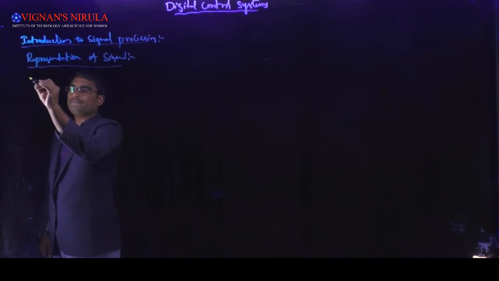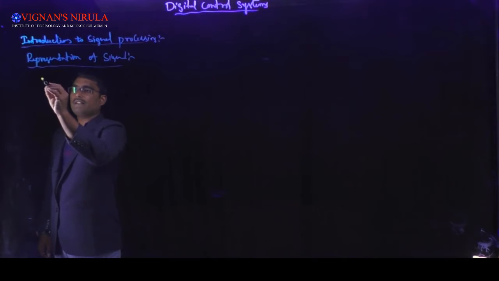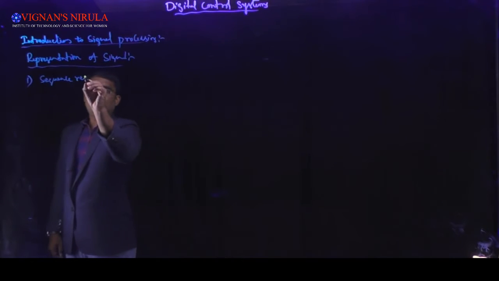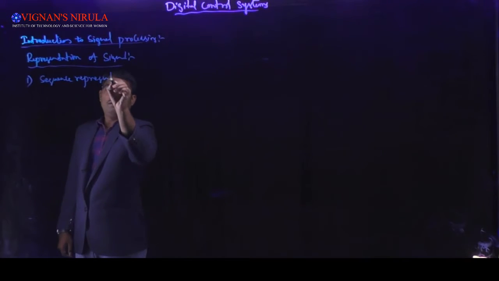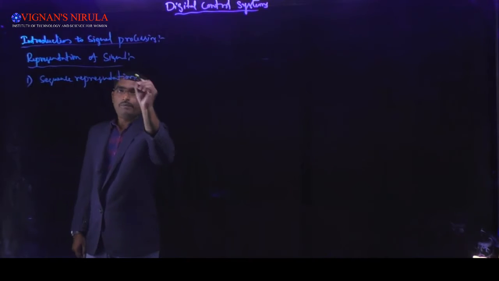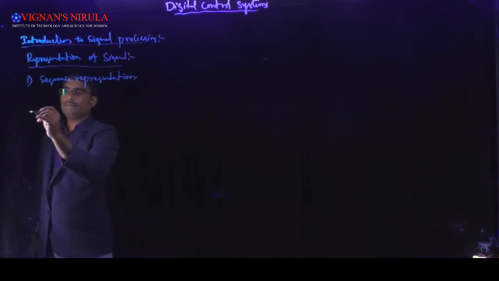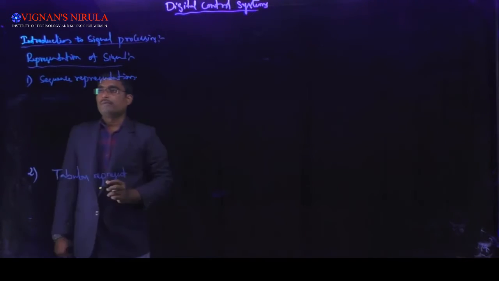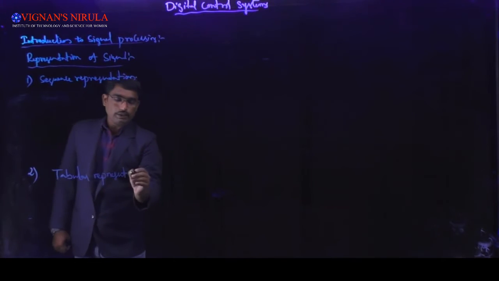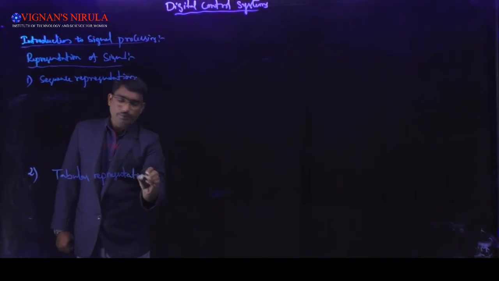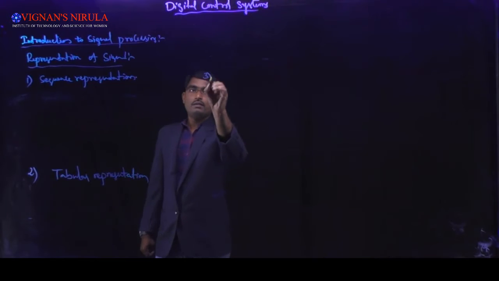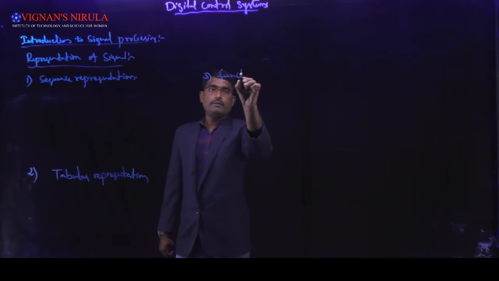One is, first let us take a signal. One is sequence representation, second one is tabular representation, and third one is functional representation.